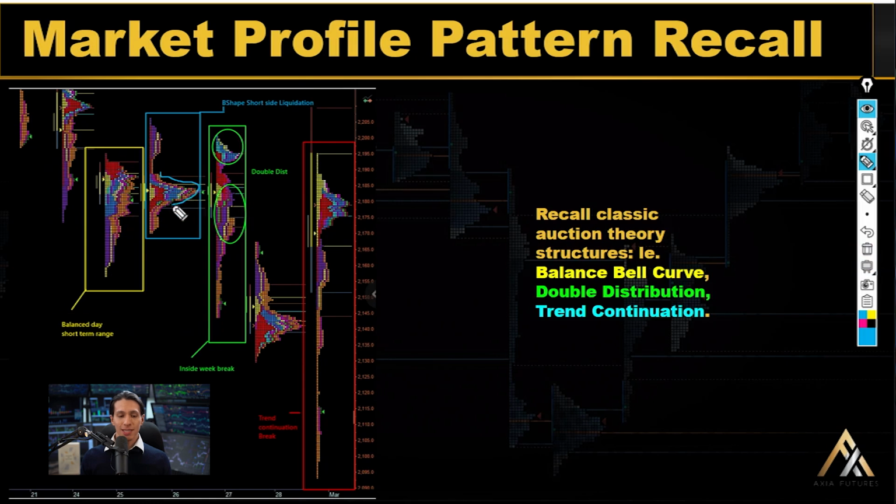So as you can see, at some point within this day, there is a double distribution, a double single print that develops where a liquidation of all of this liquidity leads to prices appreciating, thus showing us the short side has liquidated, right? And that right there is your short side liquidation B.